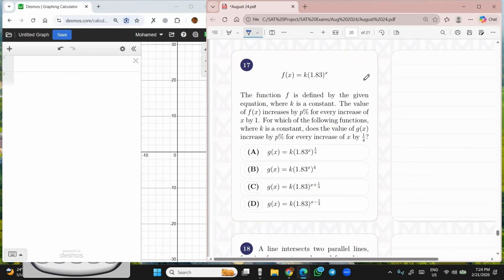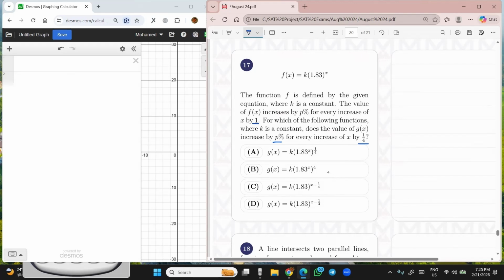Question 17, we have an exponential function. The function f is defined by the given equation where k is a constant. The value of f of x increases by p% for every increase of x by 1 here. For which of the following functions, where k is a constant, does the value increase by the same p%, but for every increase of x by 1/4?